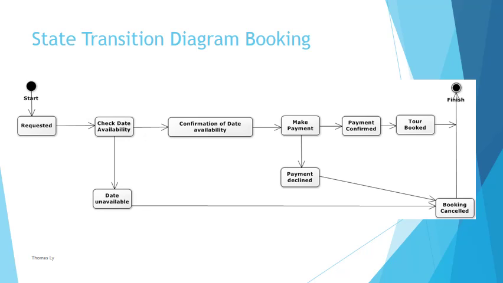With the payment, it could also go two ways: payment confirmed or payment declined. If the payment is confirmed, then the tour would be booked, and that would be the finish of the section. Or we would go back to check date availability in order to go to date unavailable. If the date is unavailable, the booking would be cancelled. Once you make payment and the payment is declined, the booking is also cancelled, and that would be the end of it.